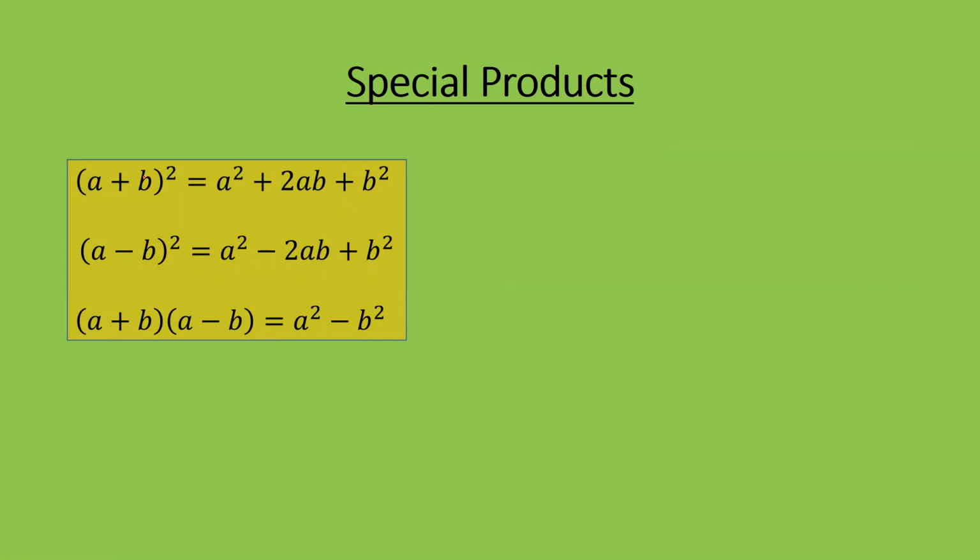They are (a plus b) squared equals a squared plus 2ab plus b squared. (a minus b) squared equals a squared minus 2ab plus b squared. And finally, multiplying (a plus b) by (a minus b) gives us a squared minus b squared. All these 3 equations are formulas that you should memorize.